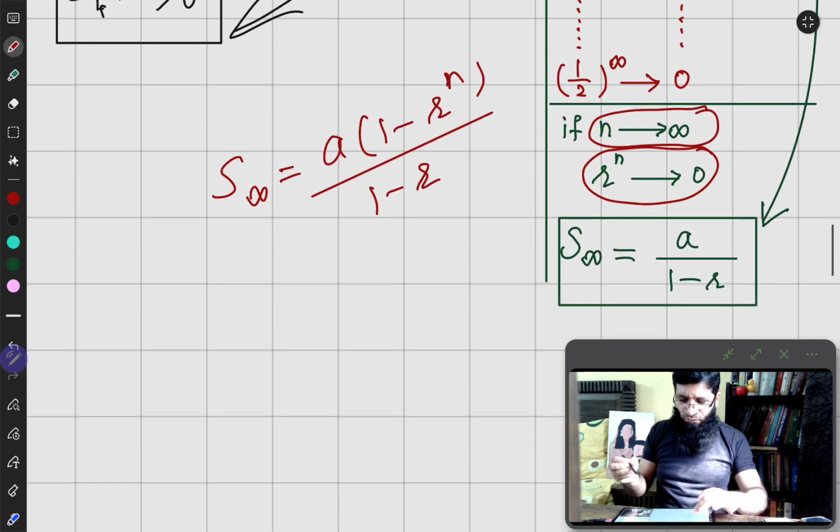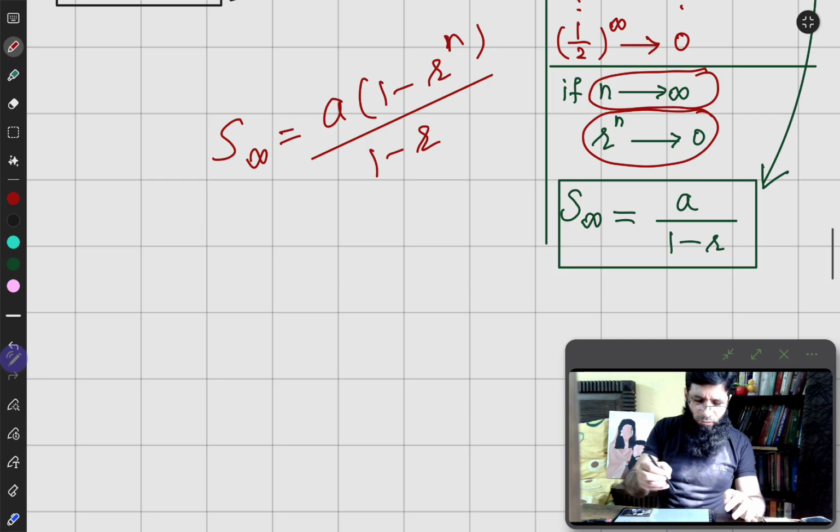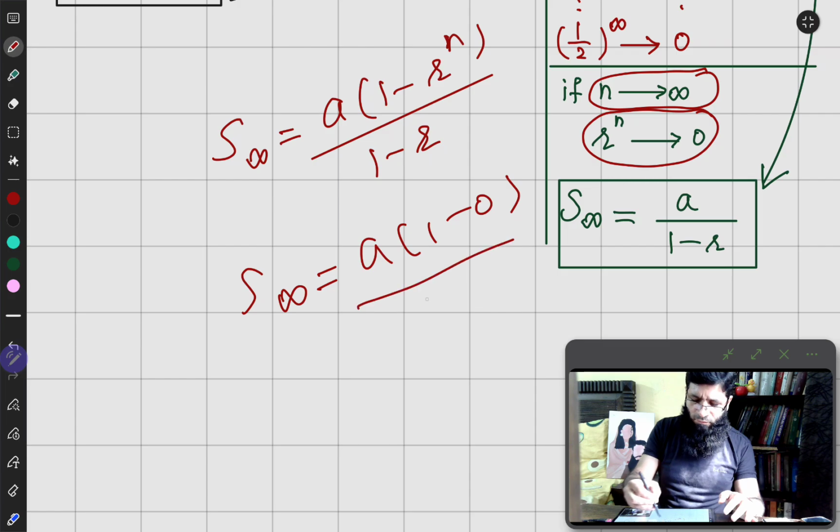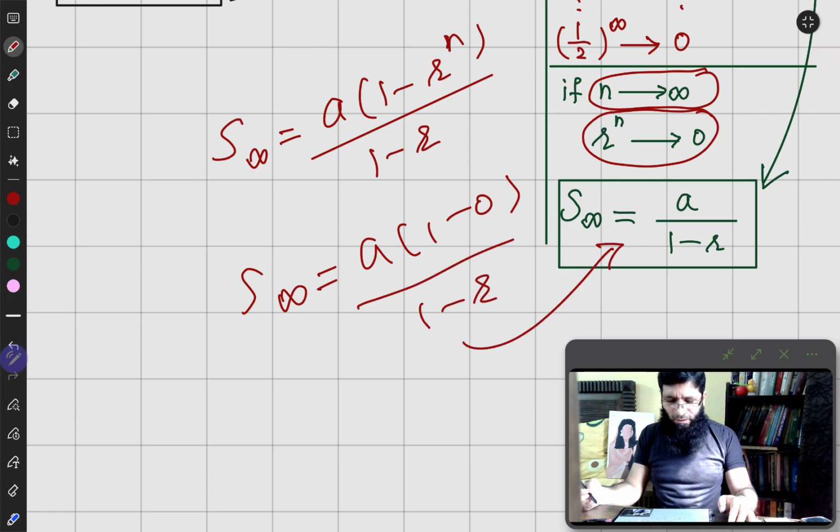So when r^n approaches 0, you will have the sum up till infinity a times 1 minus 0 over 1 minus r. So this will become the sum up till infinity: a divided by 1 minus r. Now we will solve some examples regarding the arithmetic and geometric progression.